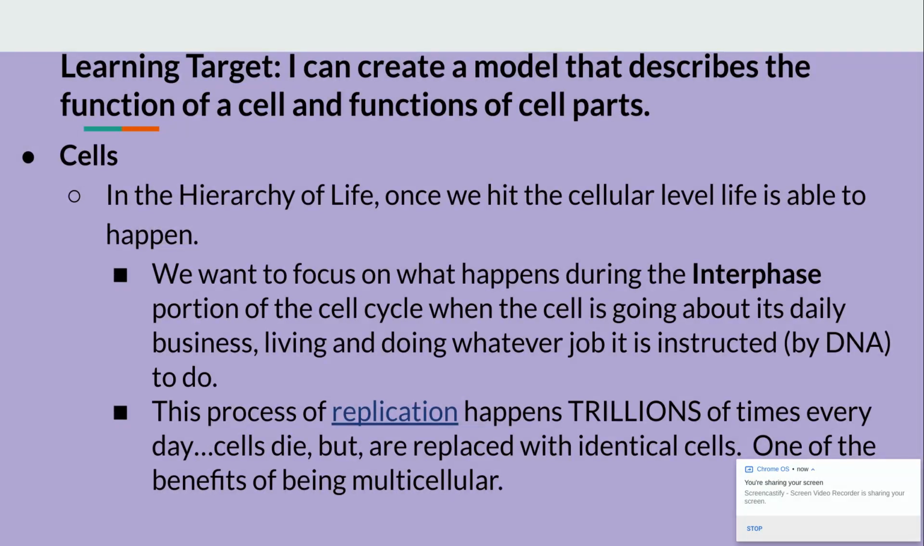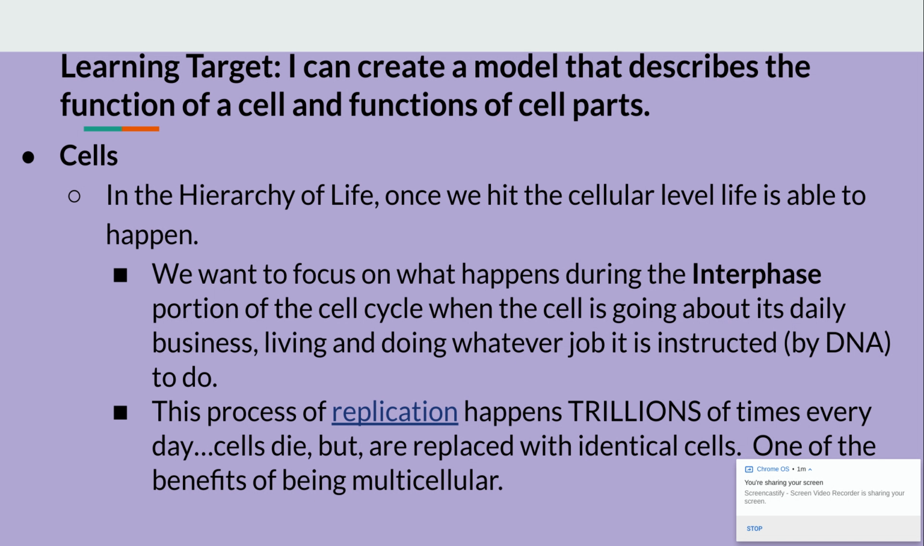We recently got done talking about the hierarchy of life, and in the hierarchy of life, once we hit the cellular level, life is able to happen. And when it comes to cells, we want to focus on what happens during the interphase portion of the cell cycle. This is when the cell is going about its daily business, and this is when it spends most of its time, just kind of living and doing whatever job that cell has been instructed to do by its DNA.